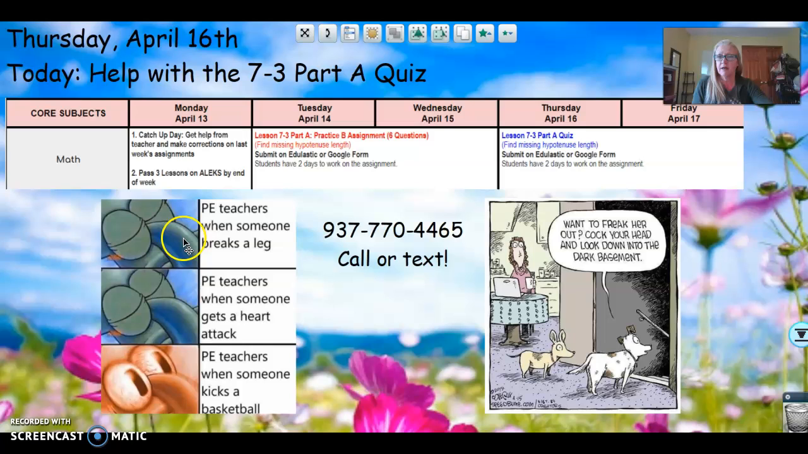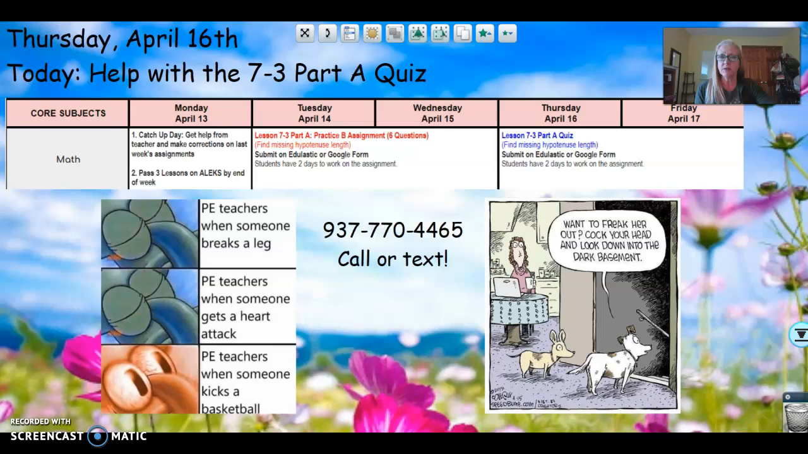I do have a couple of Pinterest posts. PE teachers when someone breaks a leg. PE teachers when someone takes a heart attack. PE teachers when someone kicks a basketball. That's probably not, but I bet you miss your PE teacher, huh? And this reminds me of my dogs because our basement door is usually open for the cats. Want to freak her out? Cock your head and look down into the dark basement, kind of like something's down there. Yeah, that works. It does freak people out.